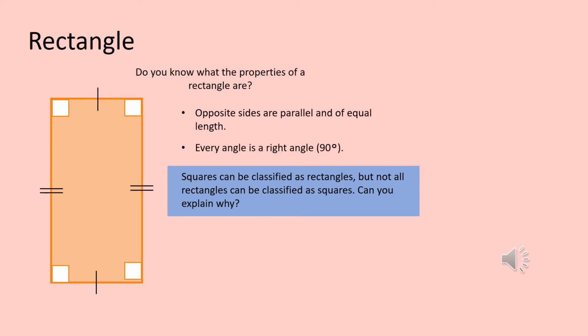Next we have a rectangle. We know the opposite sides are parallel and of equal length, and every angle is a right angle, so it equals 90 degrees. Here's a little challenge. Squares can be classified as rectangles, but not all rectangles can be classified as squares. Can you explain why? Pause the video if you will accept this challenge before moving on.